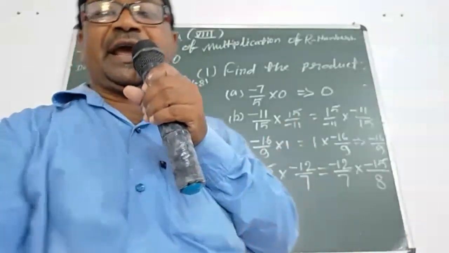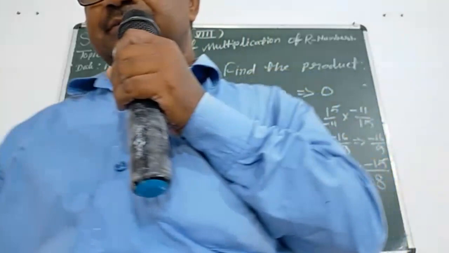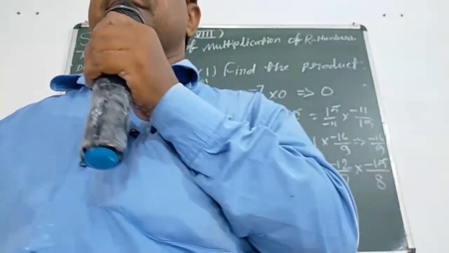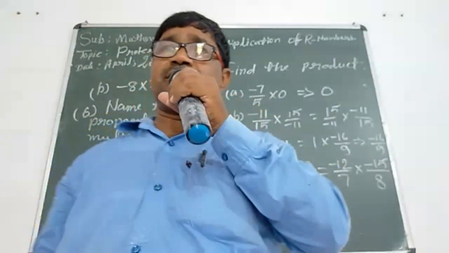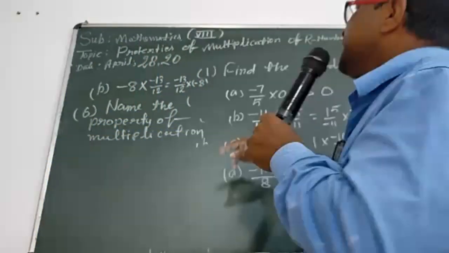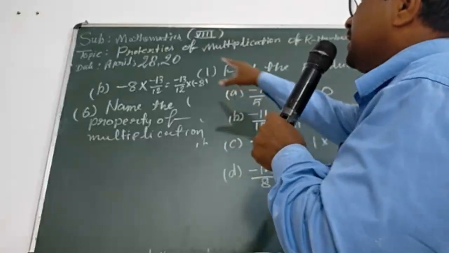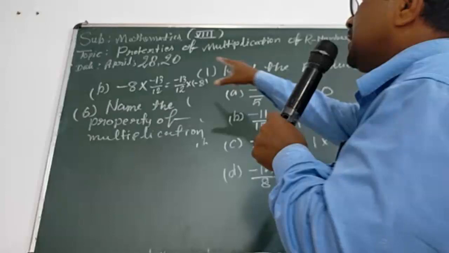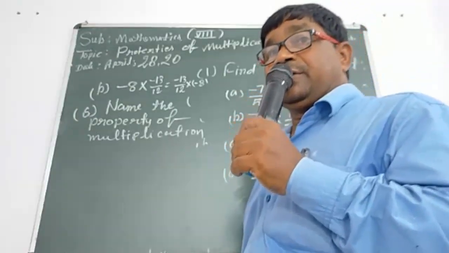Over. Hello student. In this way we have completed our topic today, properties of multiplication of rational numbers. Okay, some sums are given here. You should try to complete all the sums, but first duty, you should mind all the properties clearly. Okay, and we will meet in our next class.